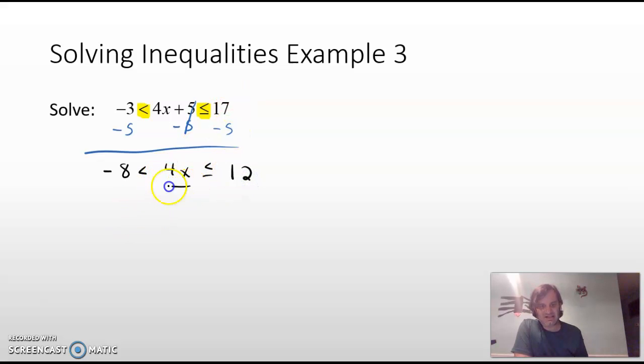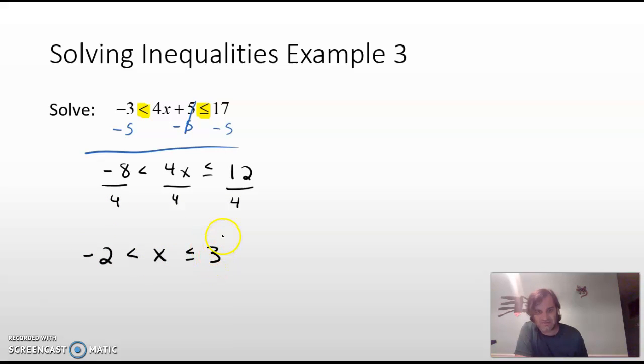And I'm still trying to get x by itself, so I'll divide everything by 4. So don't really worry about the ends as far as telling you what to do. Worry about the center if you have a compound inequality. So when I divide by 4, I get negative 2 less than x less than or equal to 3.